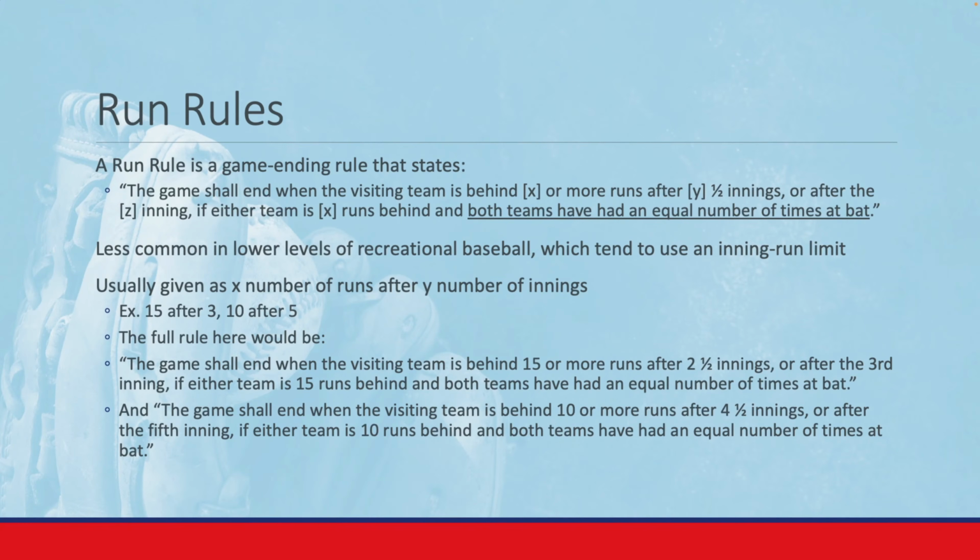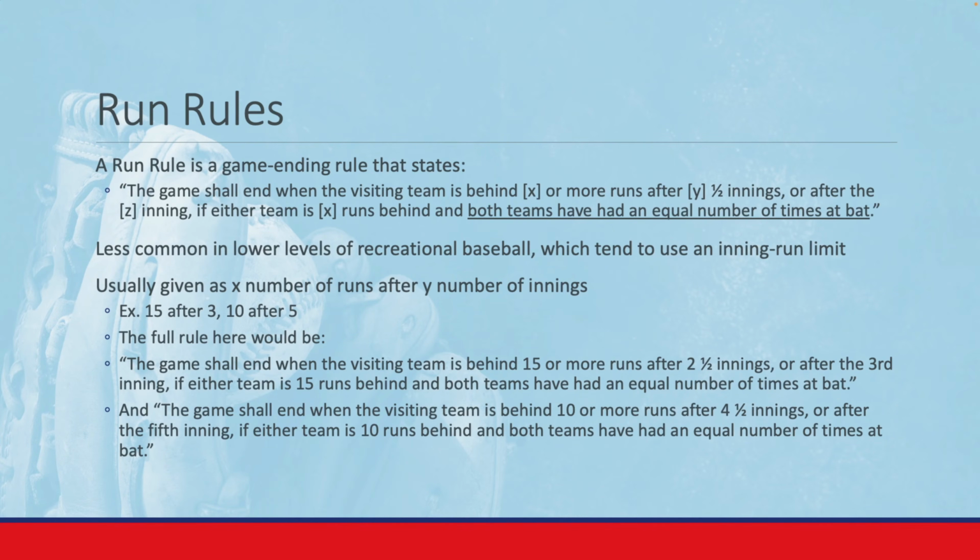Next, let's discuss run rules. A run rule is a game-ending rule that states, the game shall end when the visiting team is behind X or more runs after Y and a half innings or after the Z inning, if either team is X runs behind and both teams have had an equal number of times at bat. So this rule is less common in lower levels of recreational baseball, but it becomes more prevalent in higher levels of baseball, including high school and collegiate baseball.